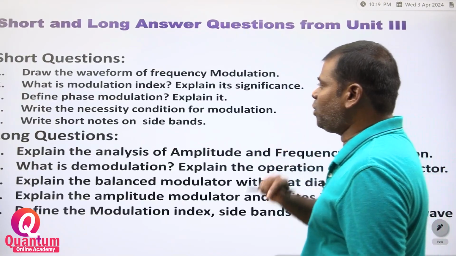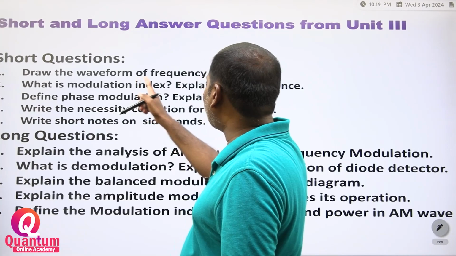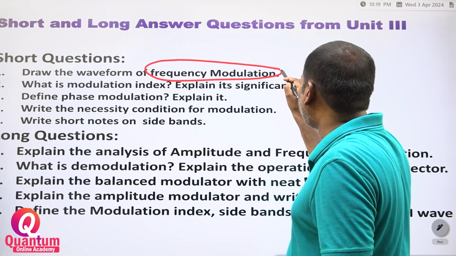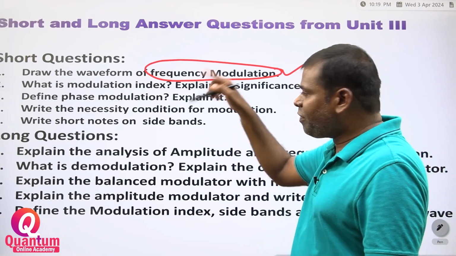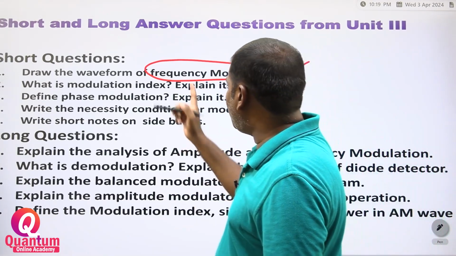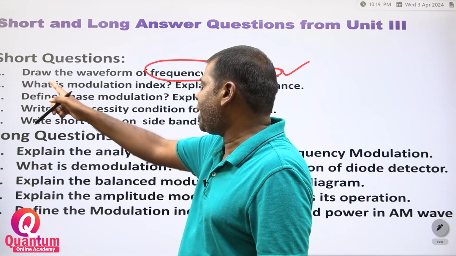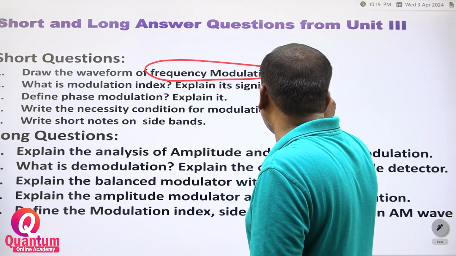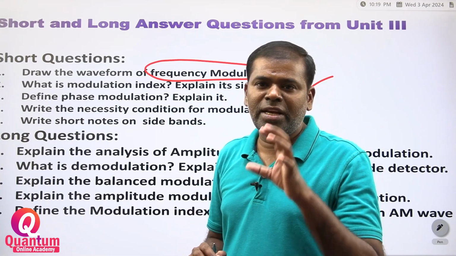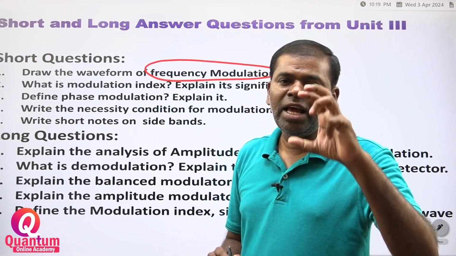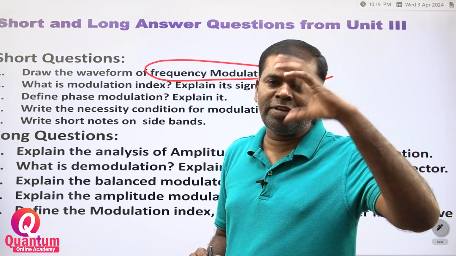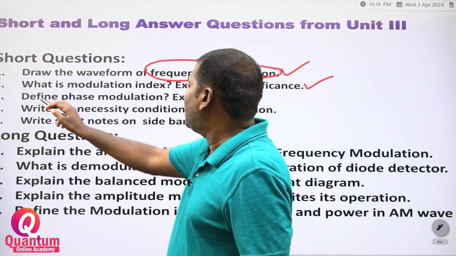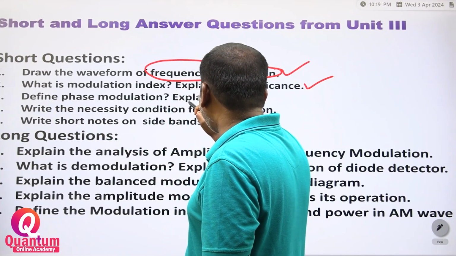Once you have to see the question: draw the waveform of frequency modulation. Frequency modulation waveform diagram you have to draw. What is the modulation index? Explain its significance. Define the modulation index. If the modulation index is more, what will happen? If the modulation index is less, what will happen? You have to explain.